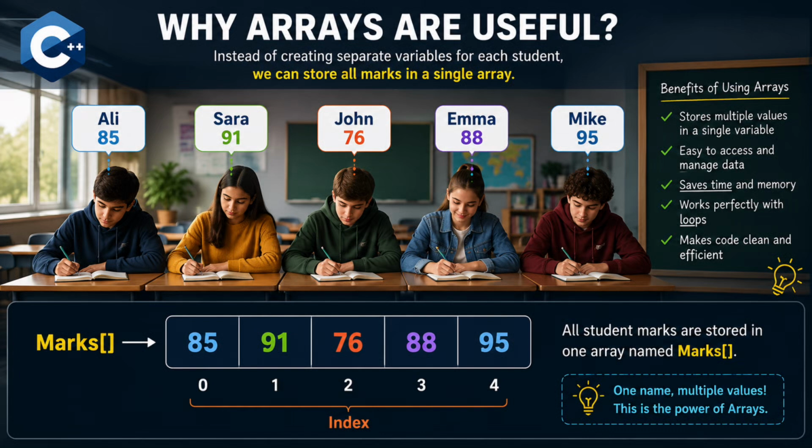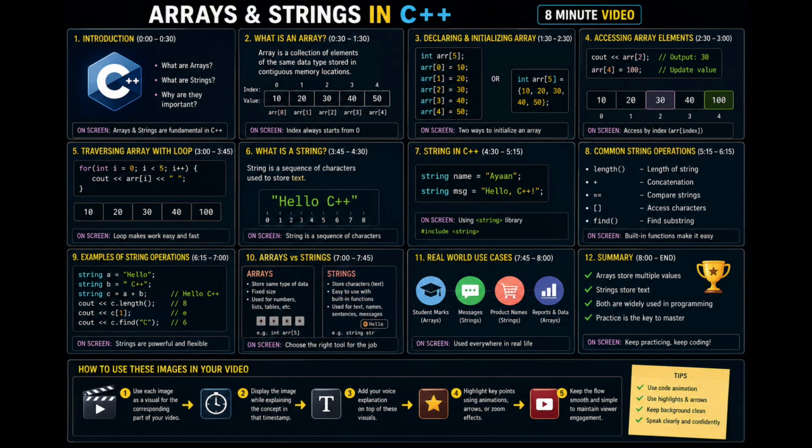Before we finish, here are a few important tips. Always remember that array indexing starts from 0. Accessing an invalid index can cause unexpected errors. Choose an array when storing multiple values of the same type, and choose a string whenever you're working with text. Practice using loops with arrays because they are almost always used together. Finally, become familiar with the built-in string functions, as they will save you a lot of time when writing programs.